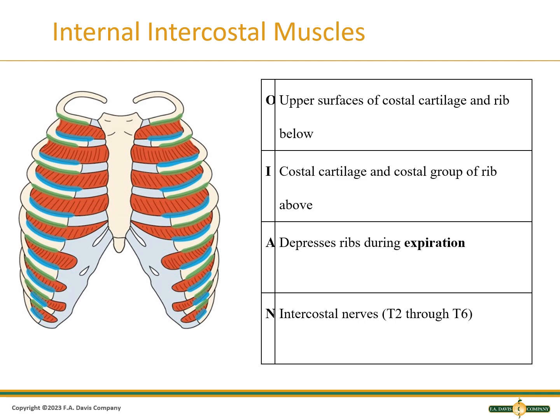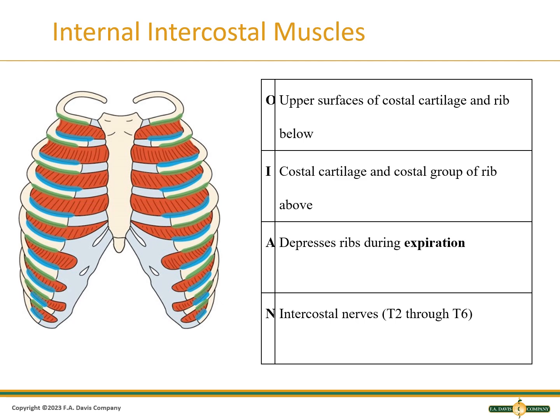They originate from the upper surface of the costal cartilage and the rib below to insert on the costal cartilage and costal groove of the rib above. So they come from the top side of the bottom rib to go to the bottom side of the top rib to pull the ribs down during expiration.